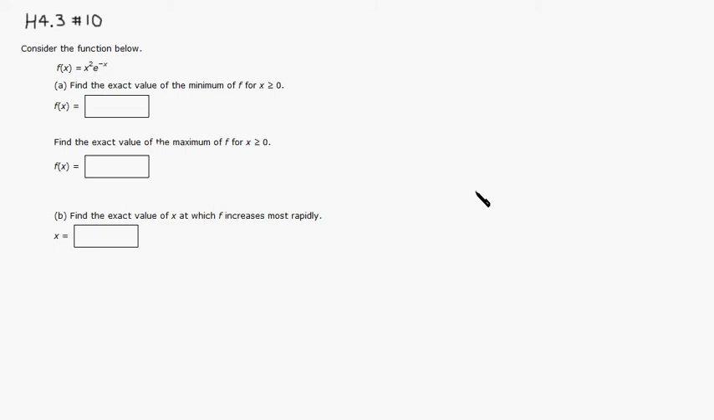Alright, let's go over homework 4.3, number 10. First we're looking for the minimum value and the maximum value. So let's take the derivative so that we can find the critical numbers. f prime of x is equal to... we're going to have to use the product rule.